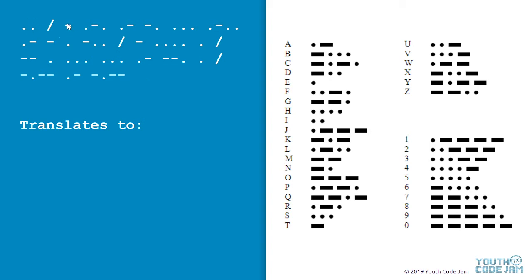We have a dash by itself. I look for that in the chart, and that's a T. I see dot, dash, dot, and looking for that, I see that means R. So now we have I, new word, TR. Dot, dash is A, so TRA. Dash dot is N, so we have TRAN.